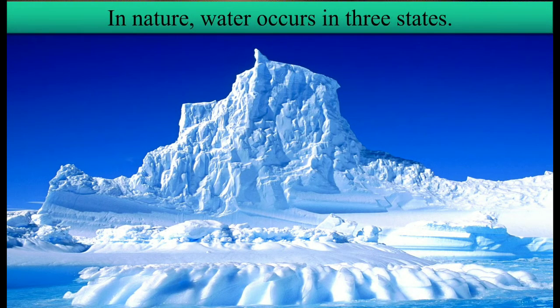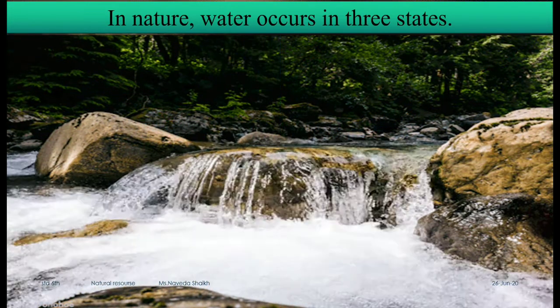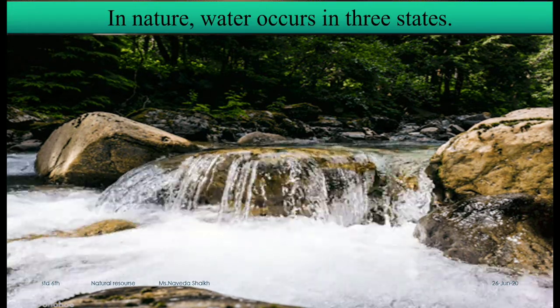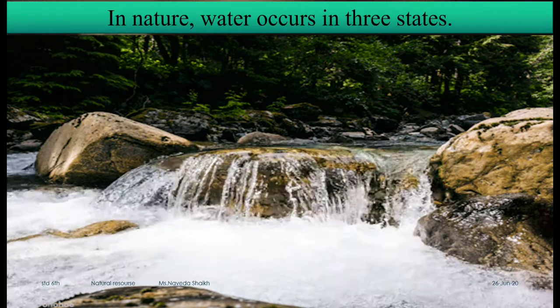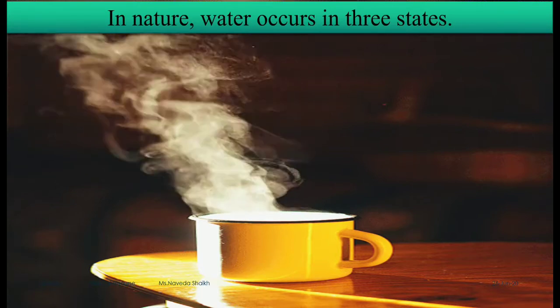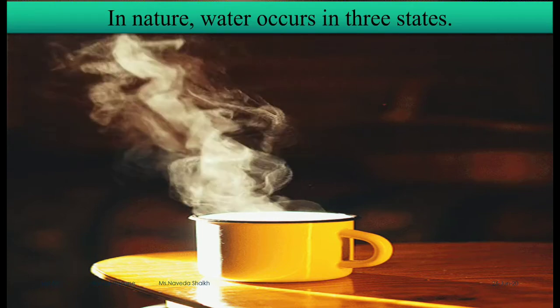Now let us understand the various forms of water. In nature, water occurs in three states. First is solid, like here you can see glaciers and icebergs. Then you have water in liquid form, like rivers, oceans, ponds, the normal tap water that you have in your houses. The third one is gas. The steam that you see coming out is nothing but a form of water.